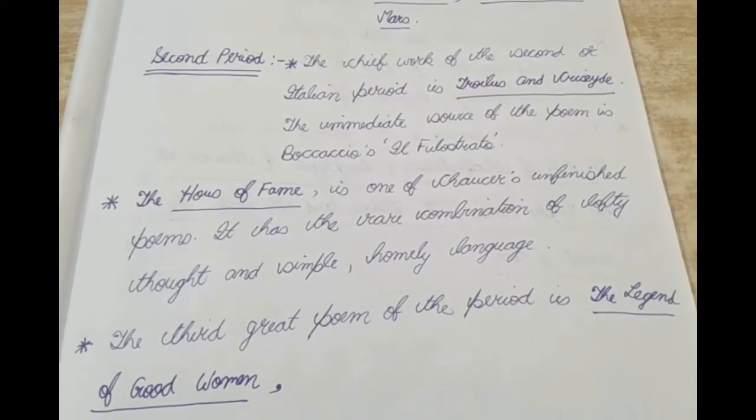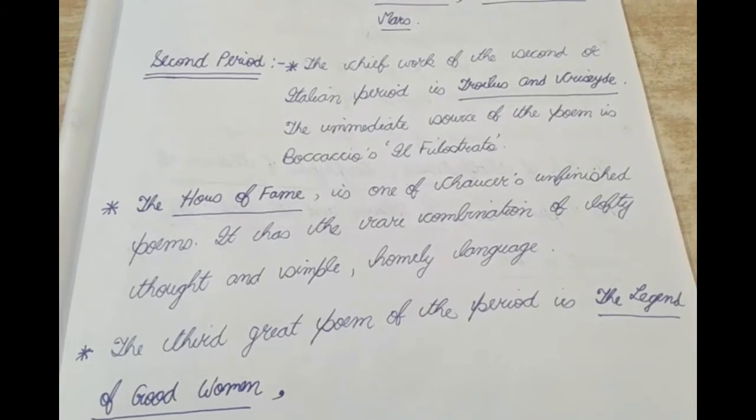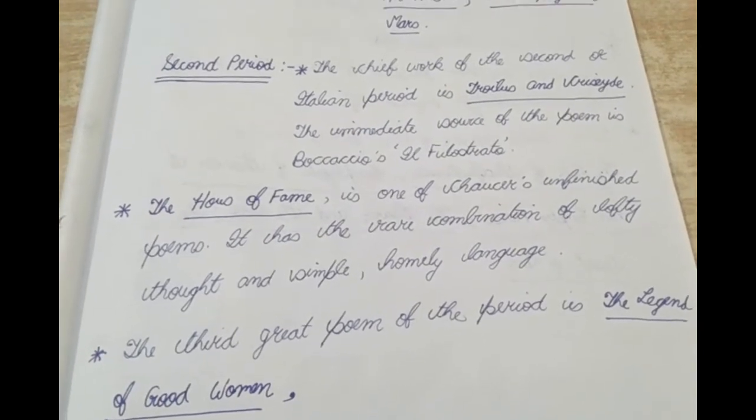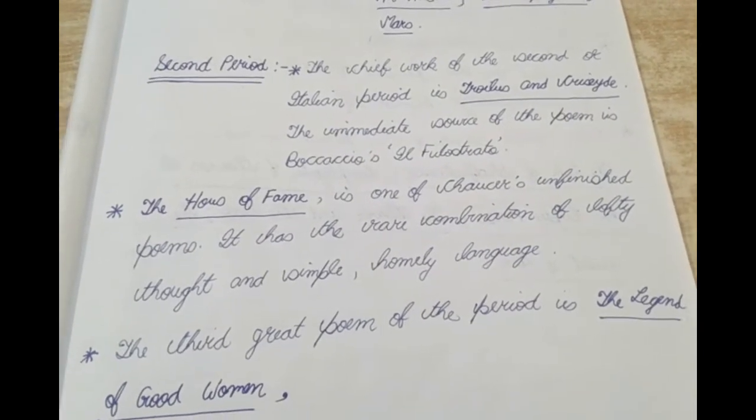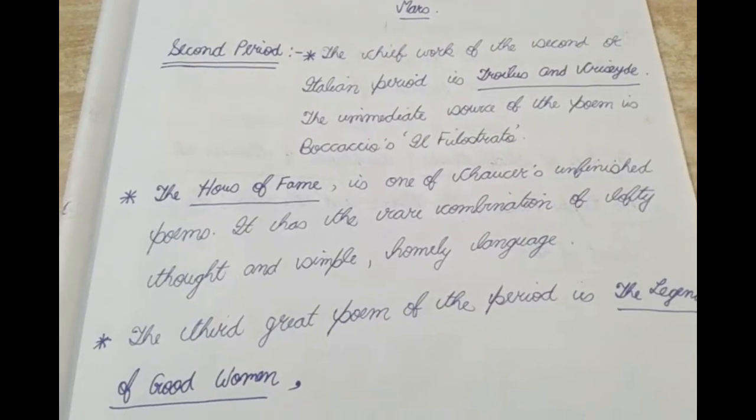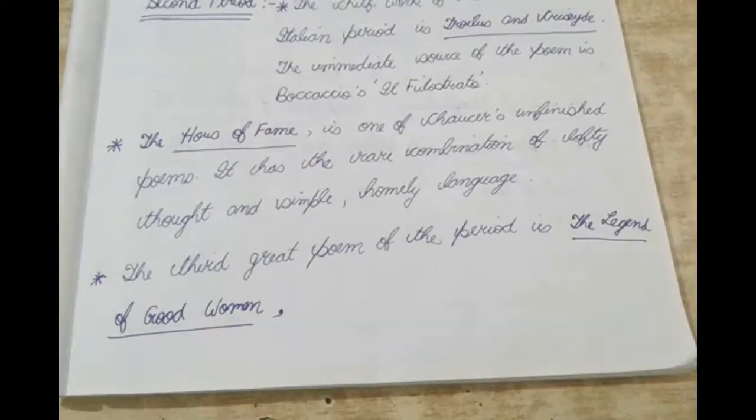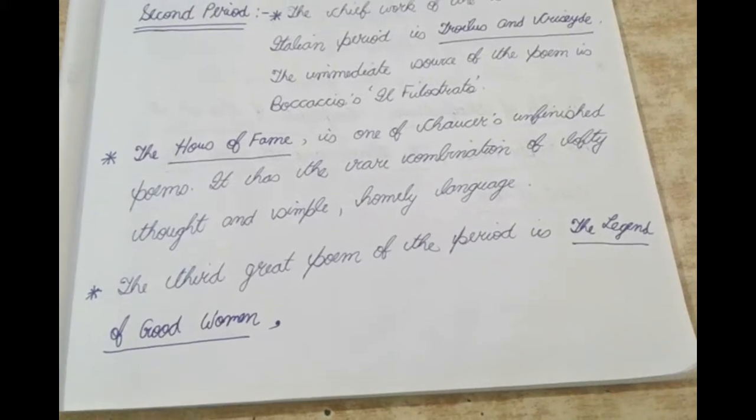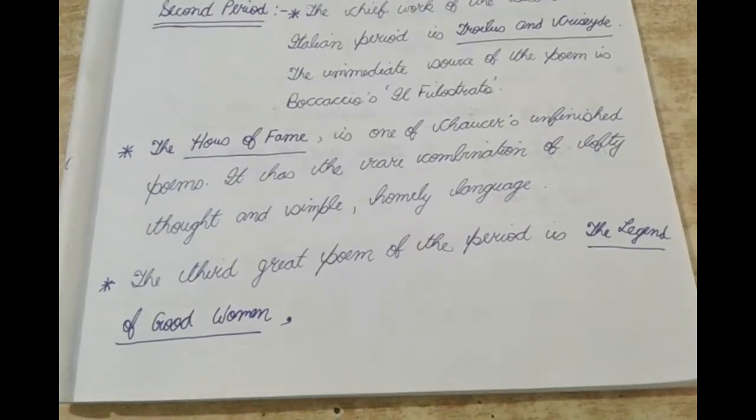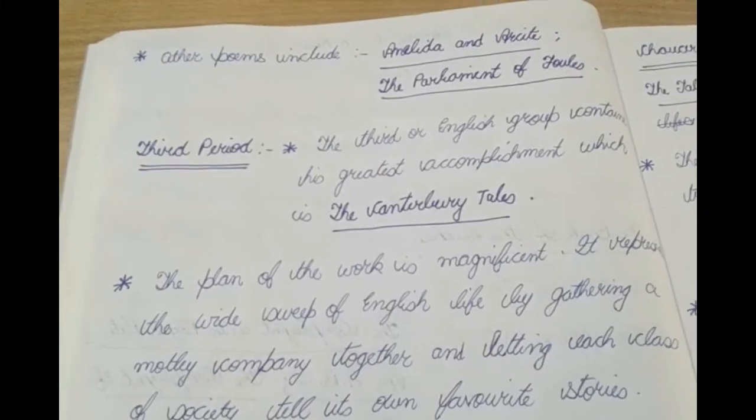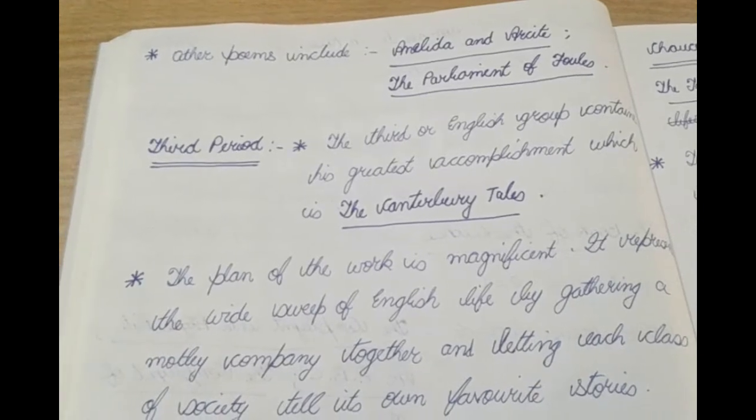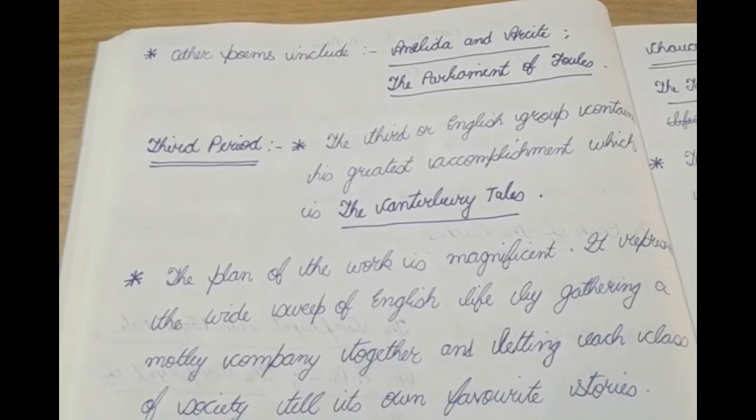Then another poem is The House of Fame, which is one of Chaucer's unfinished poems, but it has the rare combination of lofty thought and simple homely language. The third poem of the period is The Legend of Good Women. So other poems include Palamon and Arcite and The Parliament of Fowls.